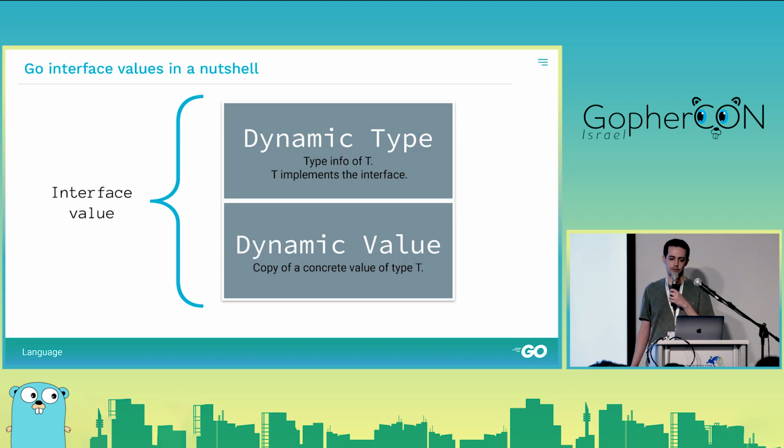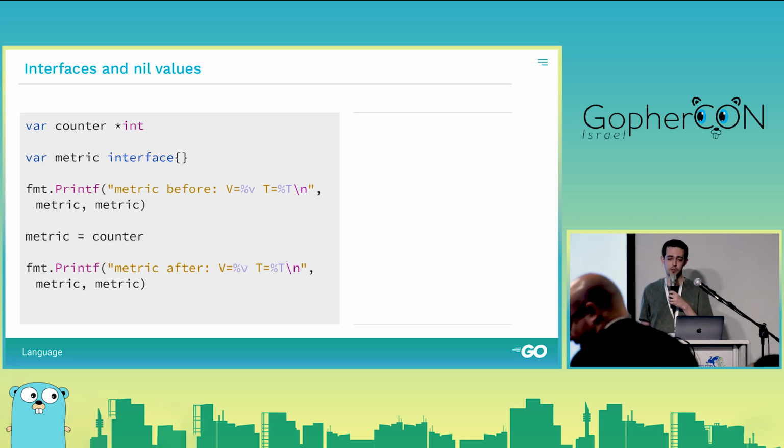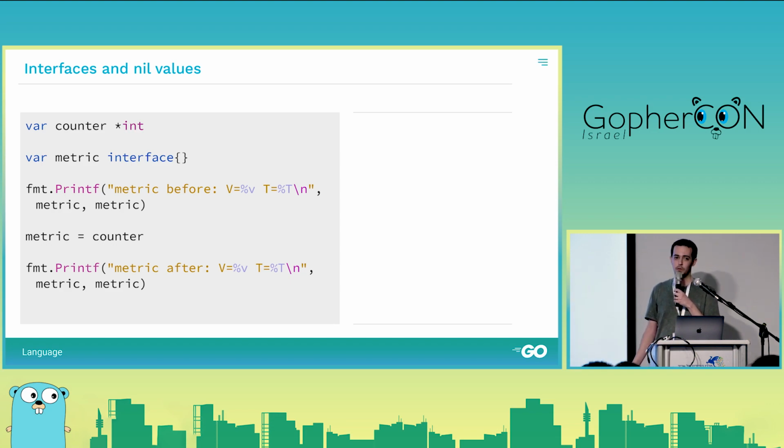An interface value is actually composed of two dynamic parts. First, the dynamic type, which is the type info of some type T, where T implements the interface. And second, the dynamic value, a copy of a concrete value of type T. So when you assign to an interface variable, in our case the metric variable, these two parts are filled implicitly. Why are these called dynamic? Because they can change at runtime. We are used to values that change at runtime, but now the internal type of a variable can change at runtime.